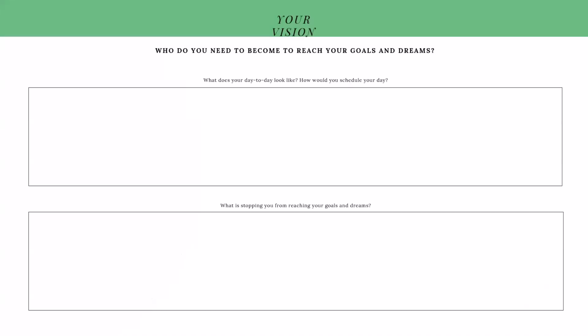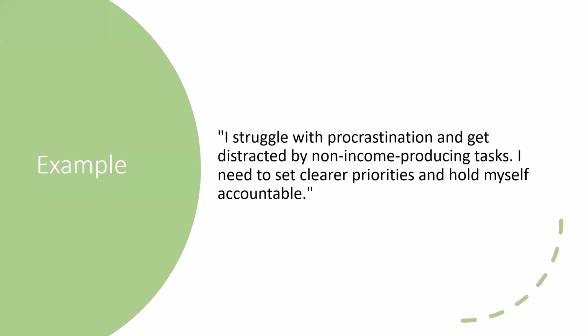And then part of your vision, keeping track of reaching those goals. What does the day to day look like? What's stopping you from reaching those? We covered that. And then what you struggle with. I struggle with procrastination and I get distracted by non-income-producing tasks. I need to set clear priorities and hold myself accountable. You talked about that, and you do a great job, Matt, talking about your strengths as well as where your weaknesses are and where you struggle, and being aware of that is important.